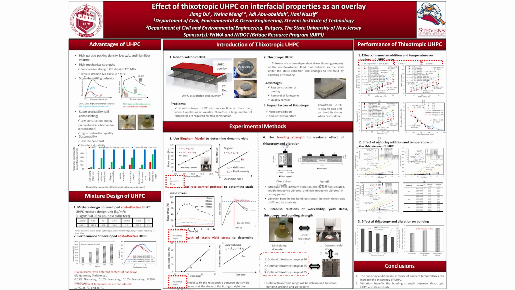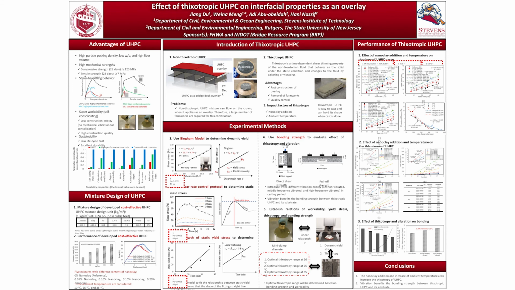Thixotropy is a time-dependent shear thinning property of non-Newtonian fluid that behaves as a solid under static condition and changes to a fluid by agitating or vibrating. The two figures here show the difference between non-thixotropic UHPC and thixotropic UHPC. The non-thixotropic UHPC is highly flowable, while the thixotropic UHPC is easy to work with during the casting and can hold its shape after the casting process is done. Due to this unique behavior, using thixotropic UHPC as bridge deck overlay can accelerate the construction by eliminating the formworks.